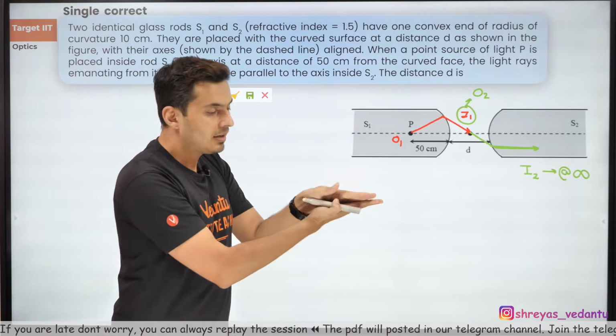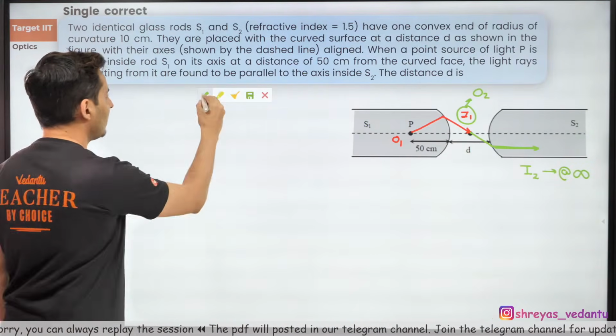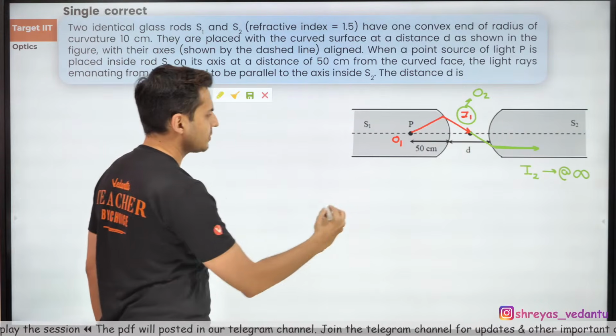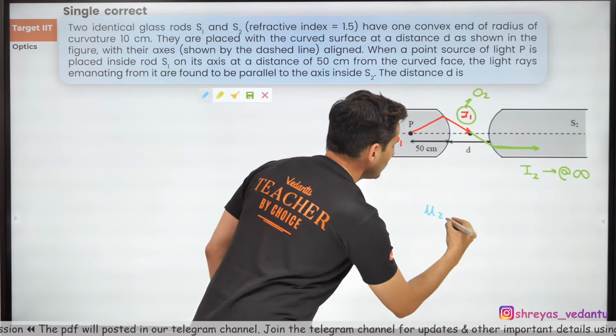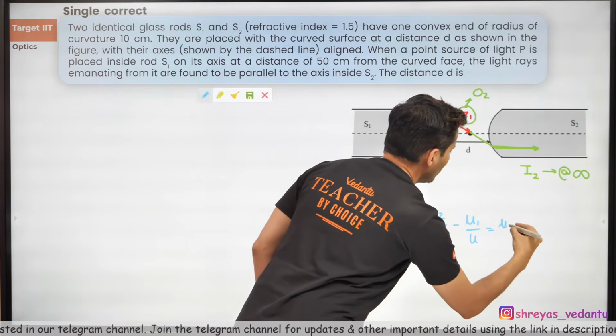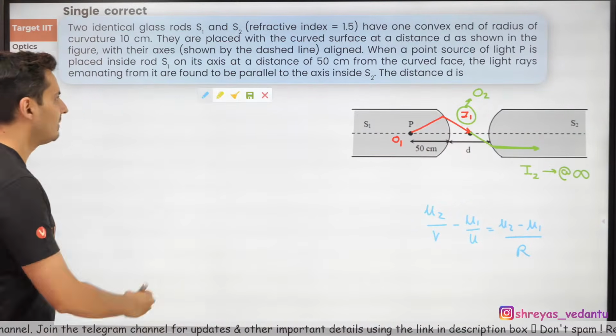But if they don't meet, no image is formed. That's the meaning of that. Okay, so let's start with the curved surface refraction formula. In case you have forgotten that, let me put it for you guys over here: mu2 by V minus mu1 by U is equal to mu2 minus mu1 divided by R. So that's the formula which I'm going to use.